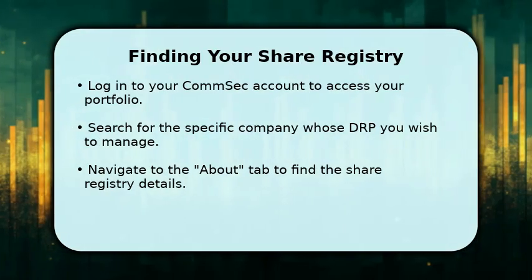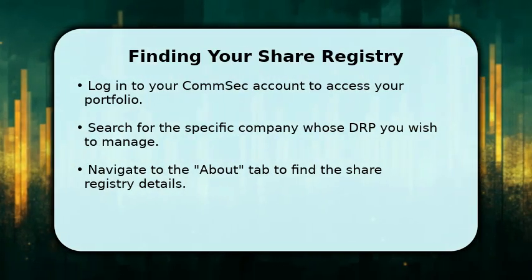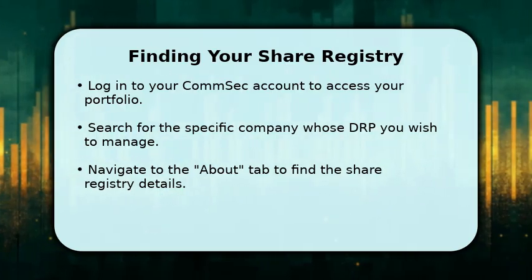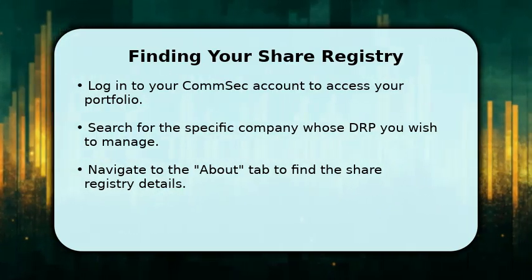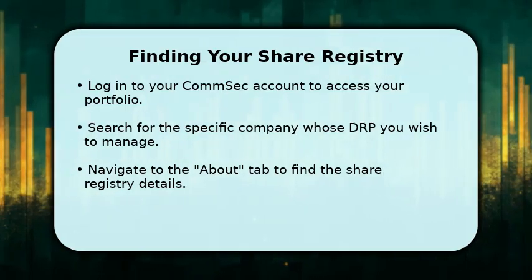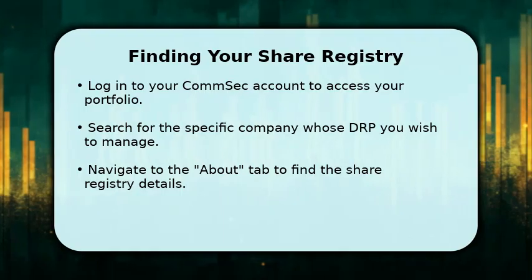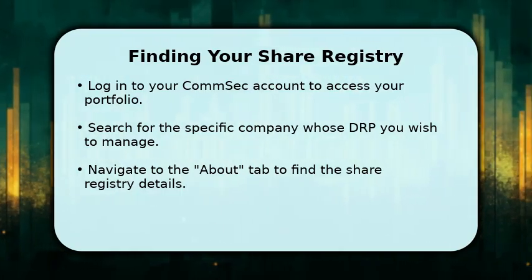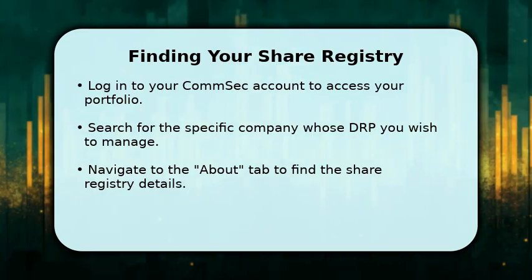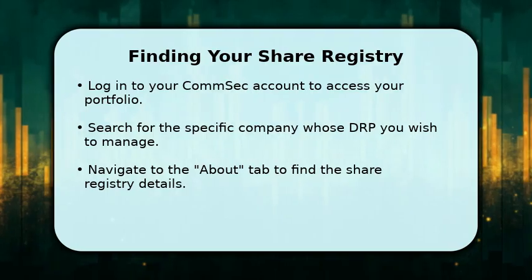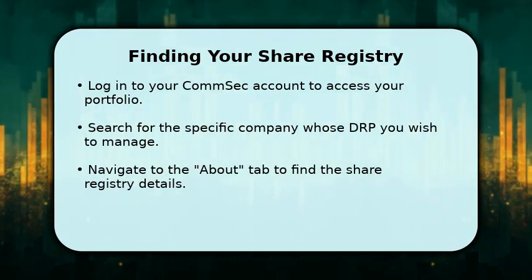To begin, log into your CommSec account using your secure credentials. Once you are logged in, use the search function to find the specific company or ETF for which you want to set up a dividend reinvestment plan. After selecting the company, look for and click on the About tab. This section will provide you with essential details, including the name and contact information for the relevant share registry.